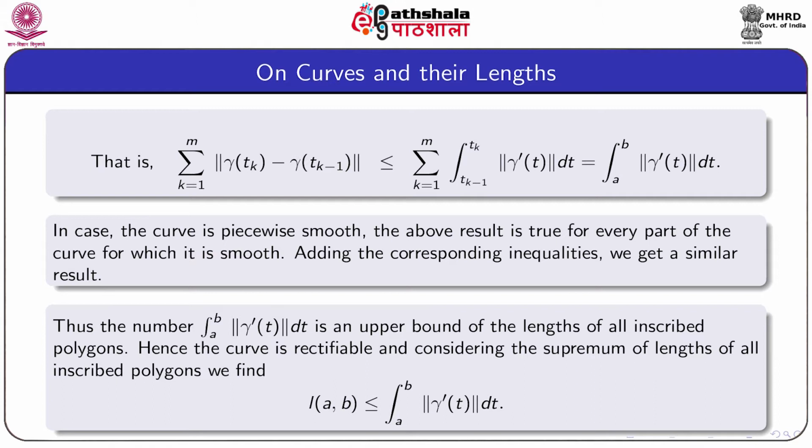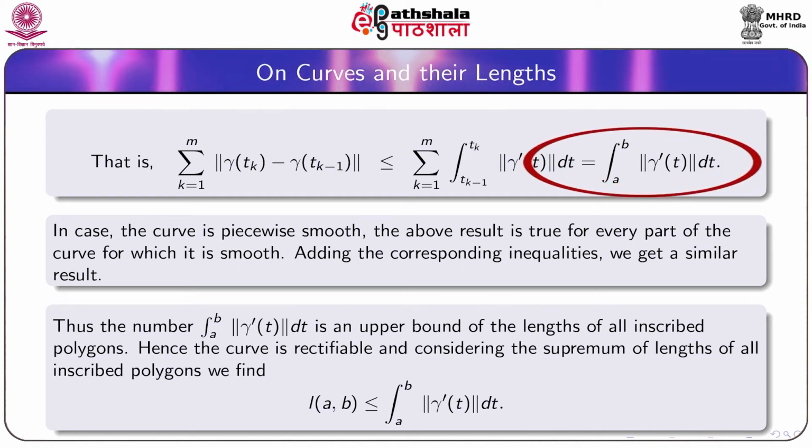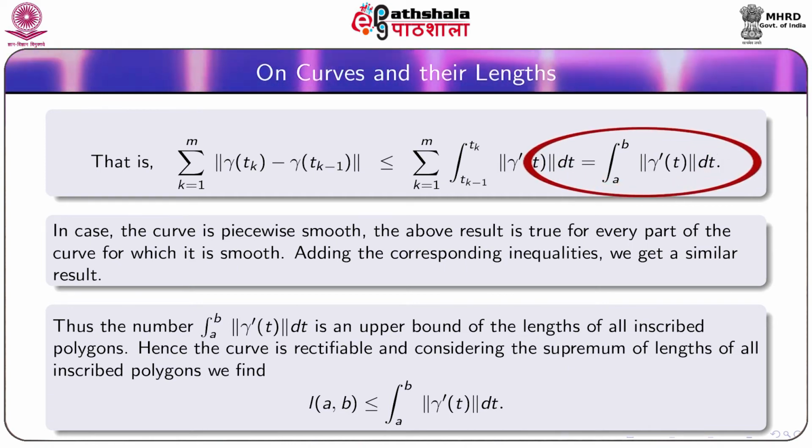That is, summation k equal to 1 to m norm of gamma(t_k) minus gamma(t_{k-1}) is less than or equal to summation k equal to 1 to m integral from t_{k-1} to t_k of norm of gamma dash t dt, which equals integral a to b norm of gamma dash t dt.